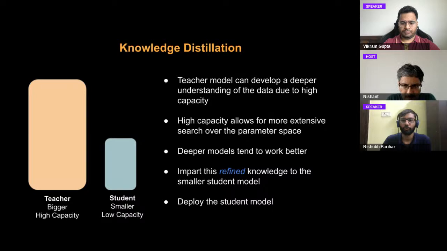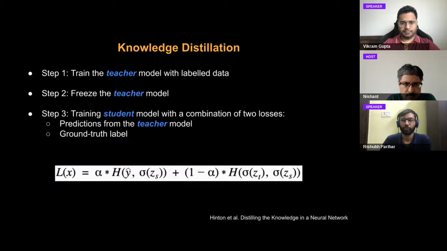So these are the steps that we have to follow for knowledge distillation. First, we'll train a teacher model with labeled data. This can be a large amount of data as well. After that, we'll freeze the weights of the teacher model, and train the student model with two losses. One loss would be taking the consistency with the ground truth, and another would be taking the consistency with the teacher's prediction.